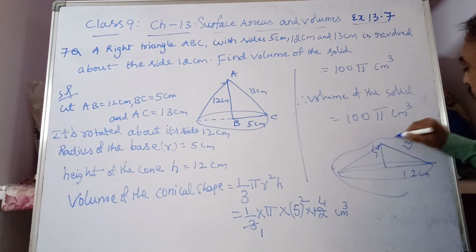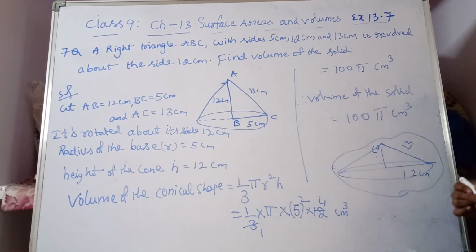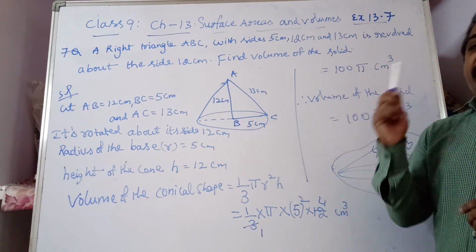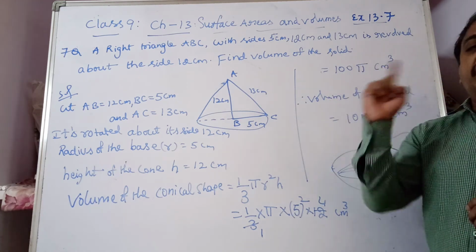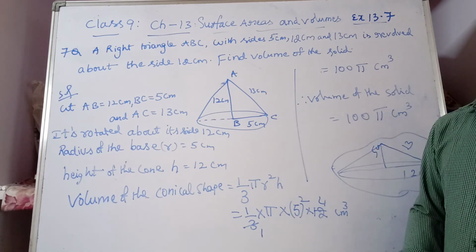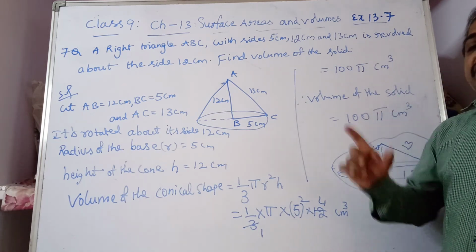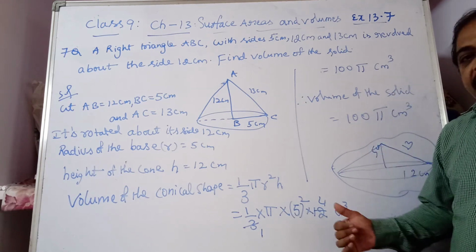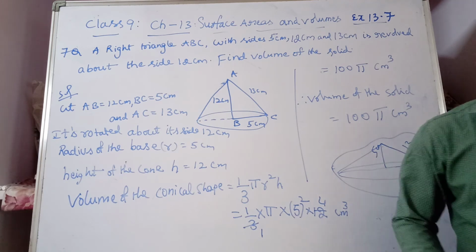So you may have a next question like this, rotating about the side 5 centimeters. I hope you understood. When a right triangle is rotated, it forms a conical shape. Find its volume. You have to think about which side it is rotating. Is it clear, students?